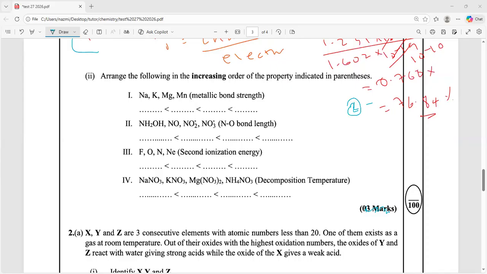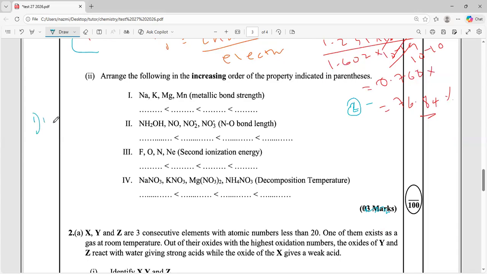Now, metallic bond strength. Metallic bond strength depends on a few factors. One is the number of electrons it is delocalizing. Then the charge. After that, the size. If you have more electrons delocalized, more electrons involved in bonding, the metallic bond strength will be stronger. If you have greater charge also, it will be stronger. And if you have a smaller size, it will be stronger.